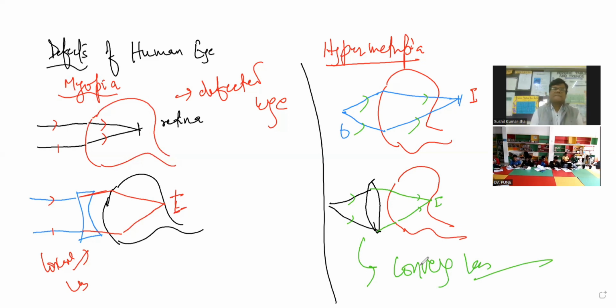So this was the basics of these two defects, myopia as well as hypermetropia.